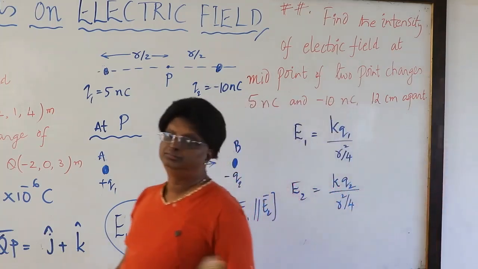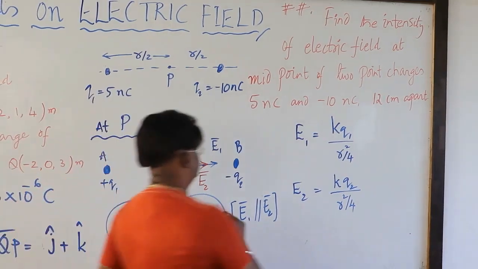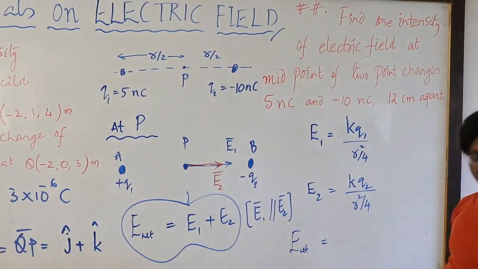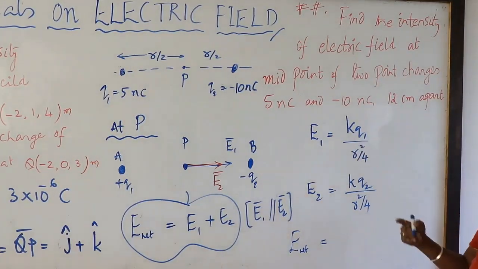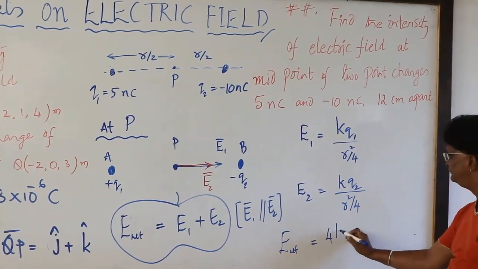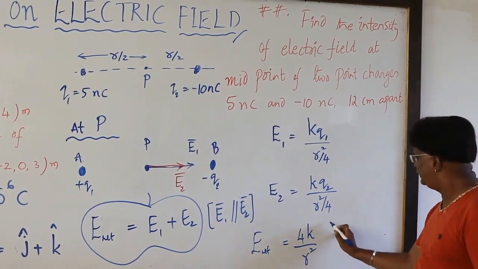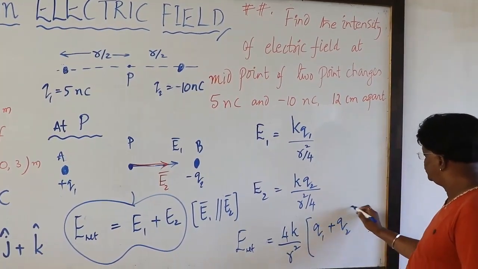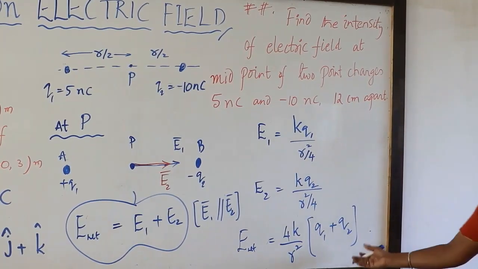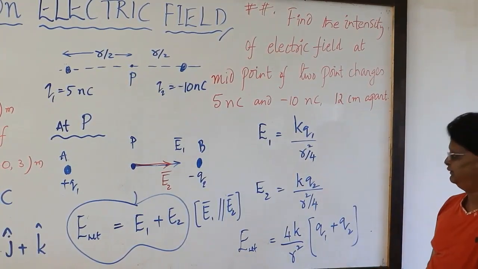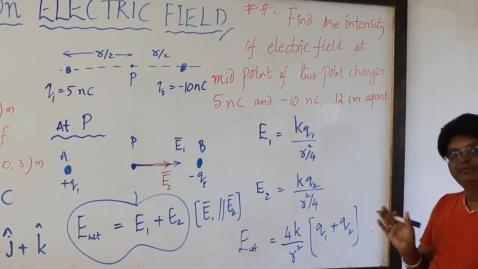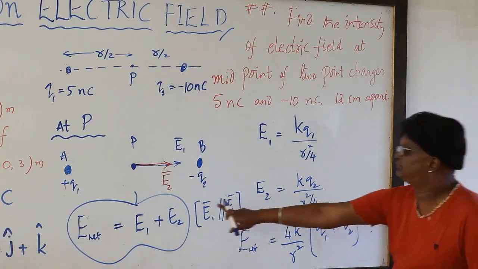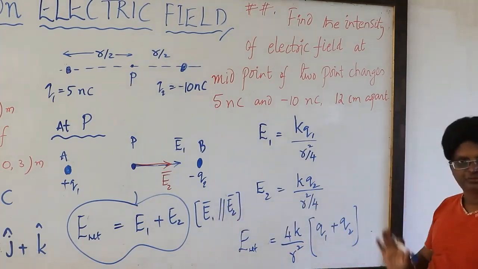Therefore, now I want the net intensity. So here I will write, what is E net? E net is equal to, see, this K and r squared by 4, everything is common. Therefore I will take it as 4K by r squared, and you have Q1 plus Q2. So this is our final substitution, from which we get the answer easily. Now remember, in the final step, as I have told you, here Q1 plus Q2 is there, or if it was E1 minus E2, you will get Q1 minus Q2.